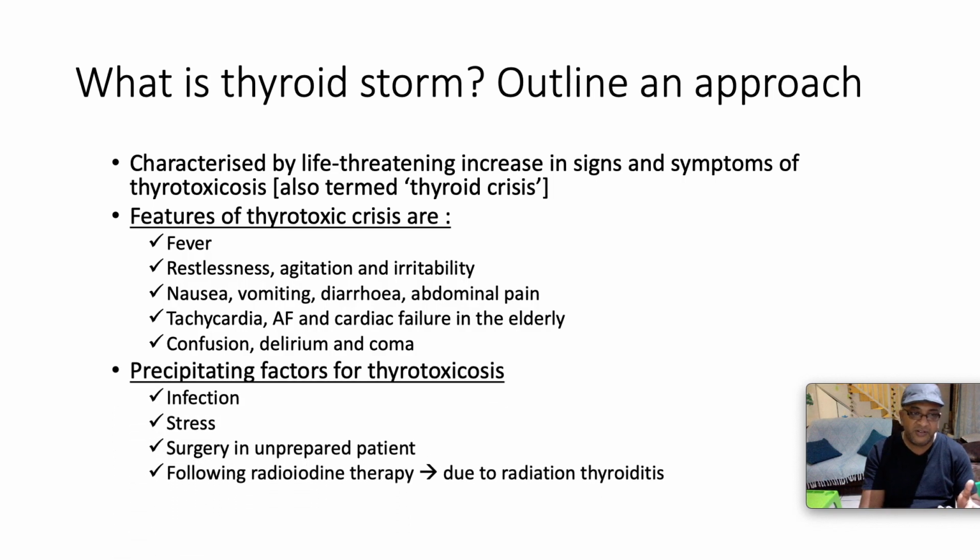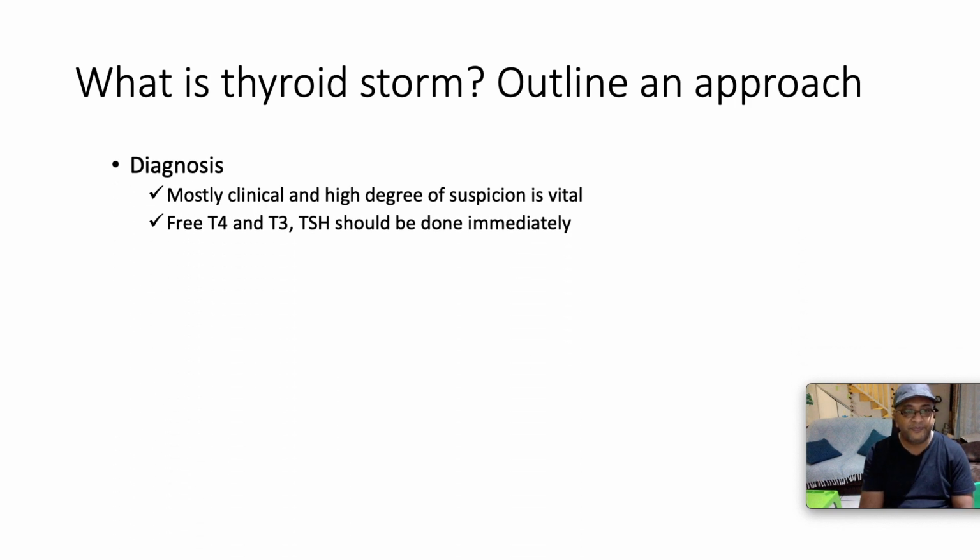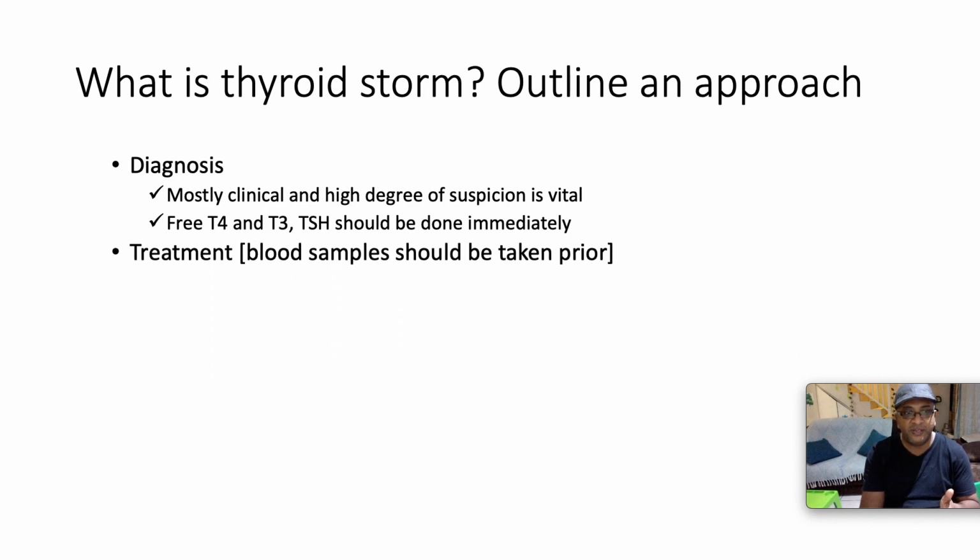Precipitating factors for thyrotoxicosis or thyroid storm are infection, stress, surgery in a patient who is not properly prepared, and following radioiodine therapy due to radiation thyroiditis. So how do we diagnose this? It's mostly clinical, and the clinician should have a high degree of suspicion, and that is absolutely vital. Your free T4 and T3 and TSH should be done immediately.